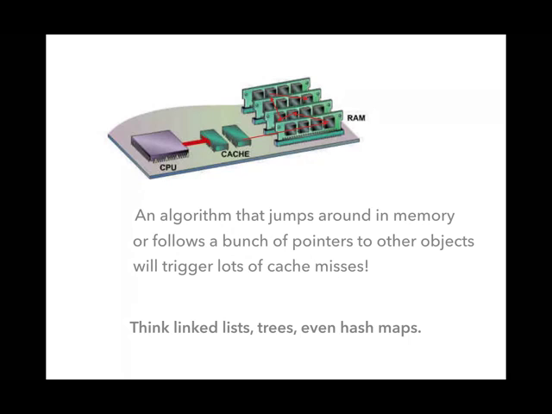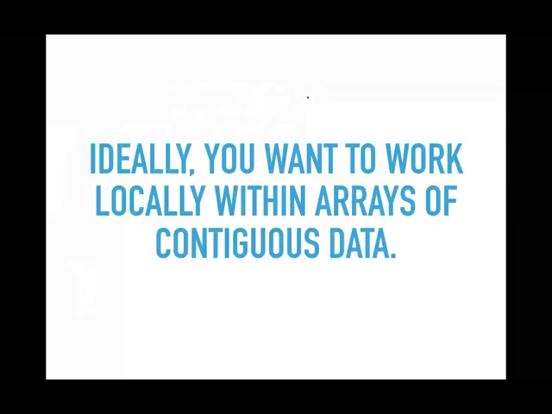And same thing with the hash map. Even if you have a hash map with the same number of elements as an array, like the indexes in the array, the hash map will be much slower for iterating for the same reason. The hash map jumps around. There are these pointers that it has to chase. So ideally, you want to work locally within arrays of contiguous data.